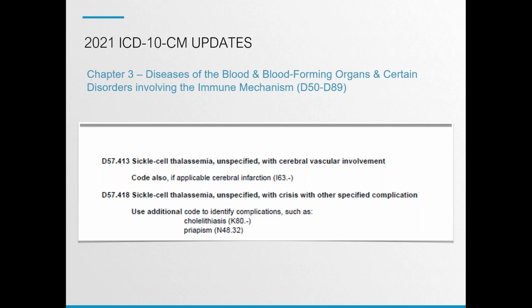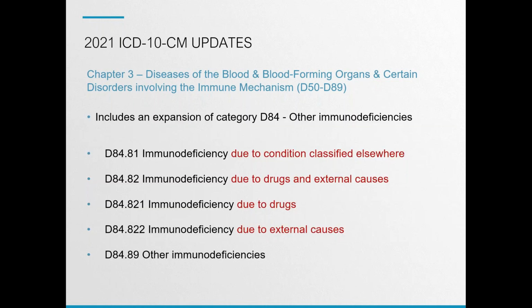Use additional codes are found in the tabular list, and they represent codes that are not part of an etiology manifestation pair, where a secondary code is useful to fully describe a condition. The sequencing rule is the same as the etiology manifestation pair, use additional code, which indicates that a secondary code should be added if known. This chapter also includes an expansion of category D84, other immunodeficiencies, and this is used to describe the cause of the immunodeficiency.